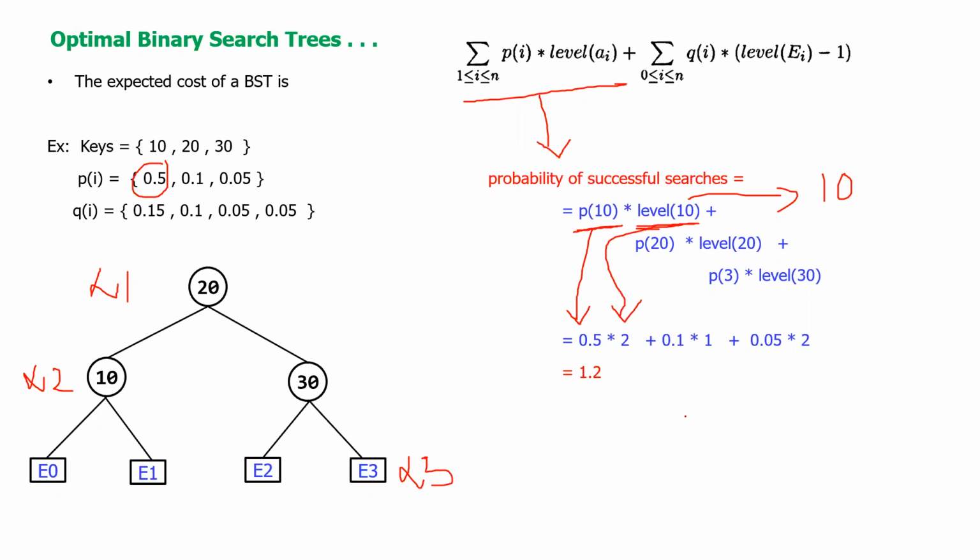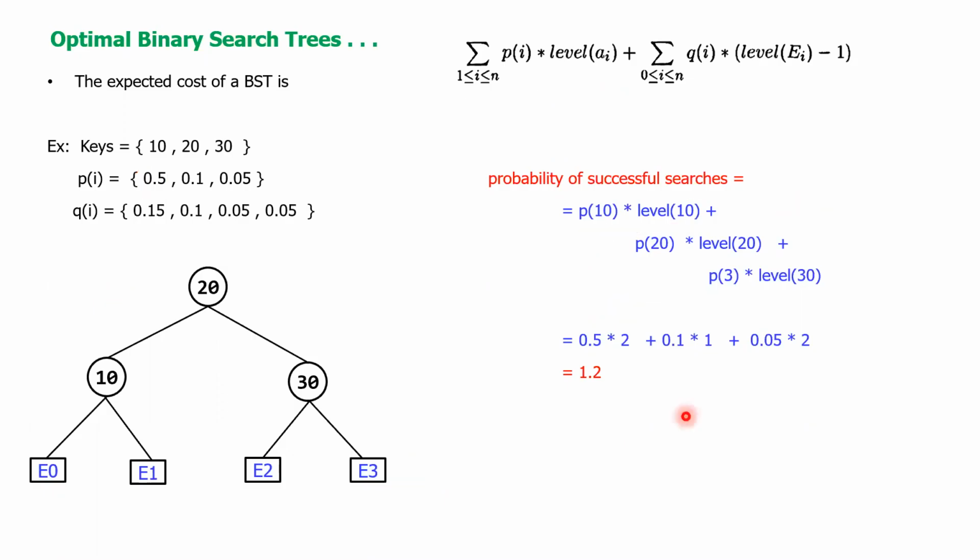In the same way, for the next key 20, its probability into its level, plus the third key 30, P of 30 into level of 30. And sum of all this, there are 3 keys, 10, 20, 30. For each key, find out the product of its probability and its level. Add all these things. That will be the probability of all the successful searches, which is 1.2.